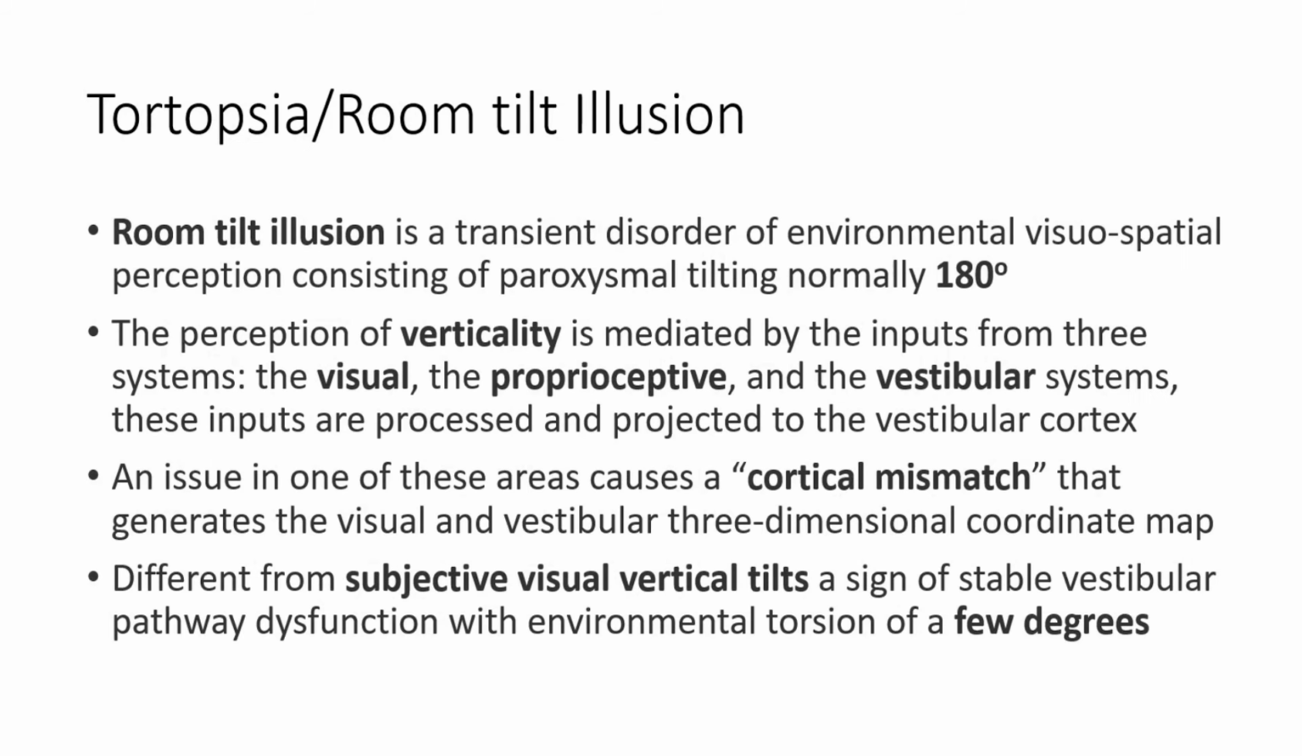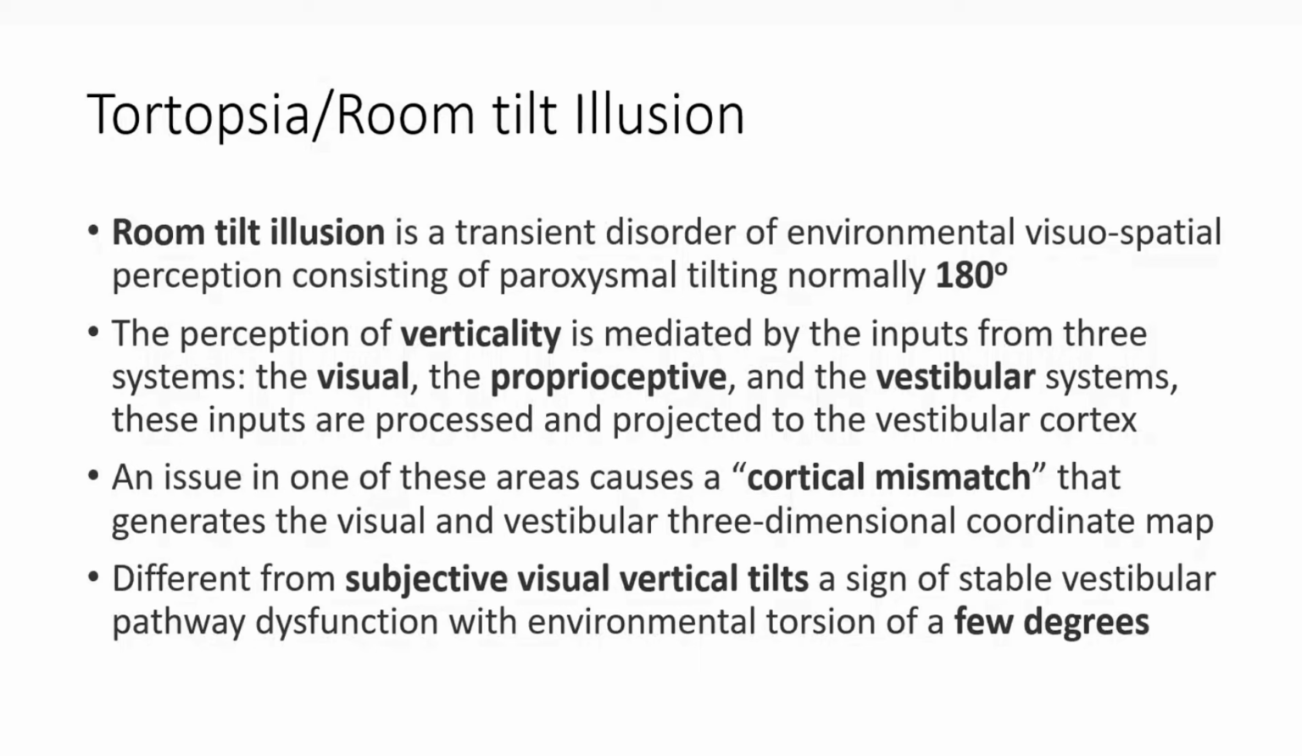Tortopsia, or I think the more well-known, more descriptive term, is the room tilt illusion. It's often a transient phenomenon in which the patient's visual spatial perception of their environment tilts on its axis, classically in the coronal plane, 180 degrees.